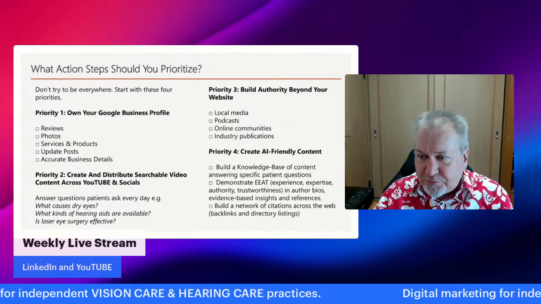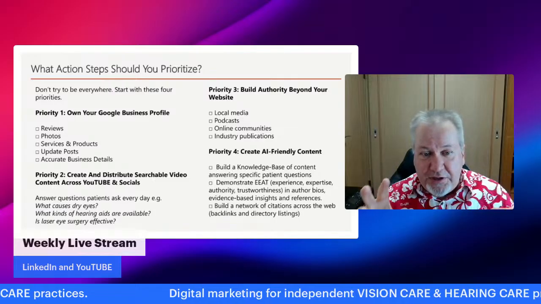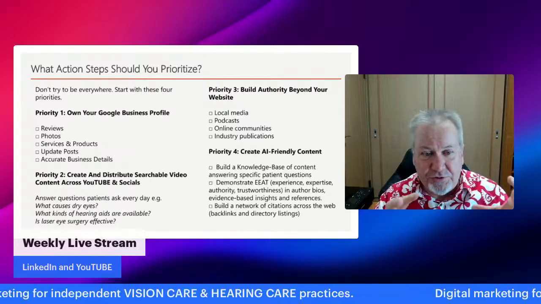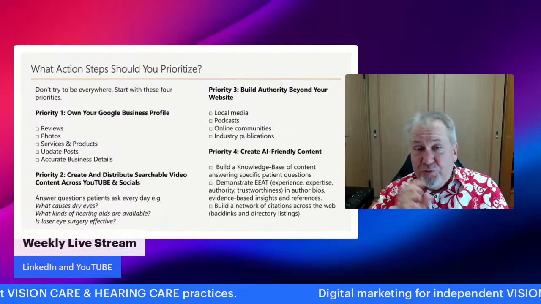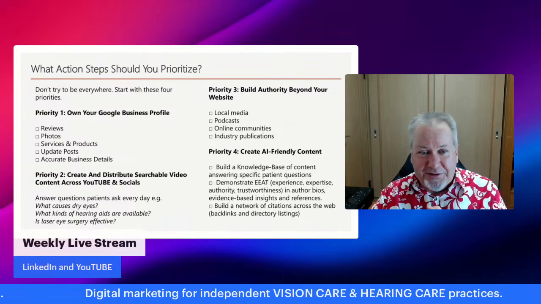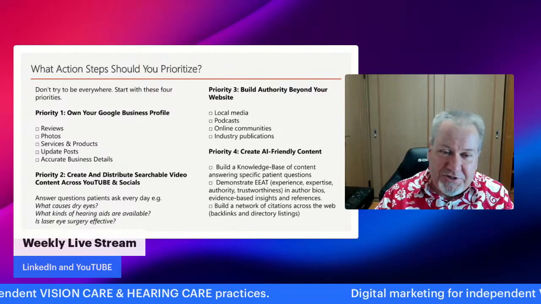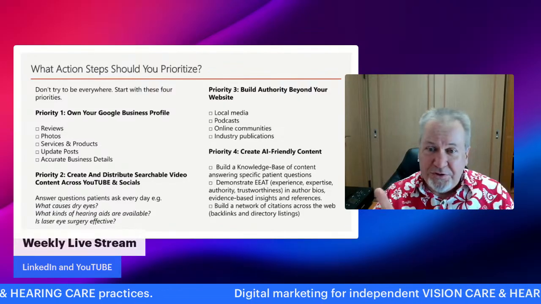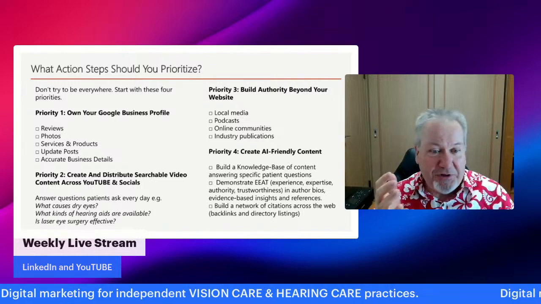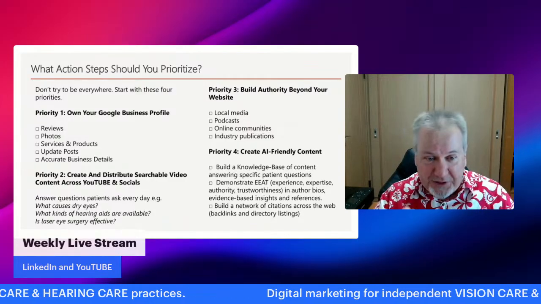Number two is create and distribute searchable video content across YouTube and your socials. You probably have a list of frequently asked questions. What are the things that patients are always asking you? Why not create videos that answer these things? If you're an optometrist, you might get the question, what causes dry eye disease? Make a video about that.